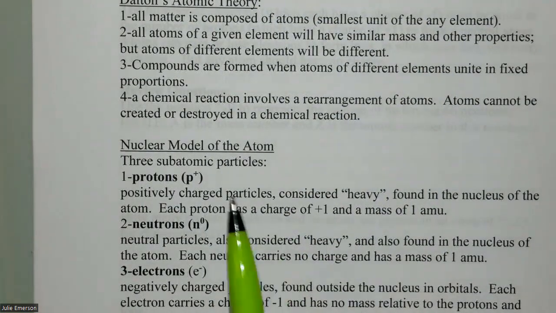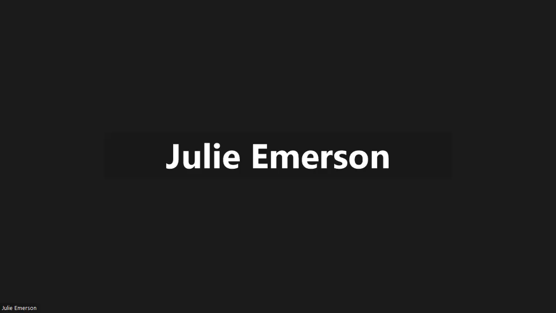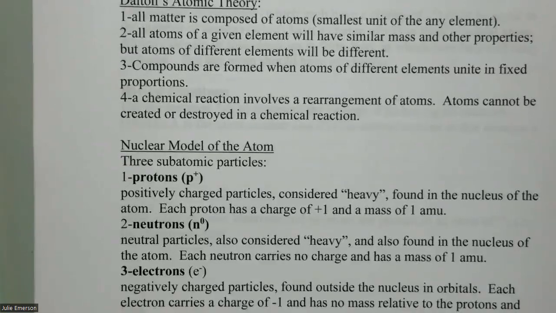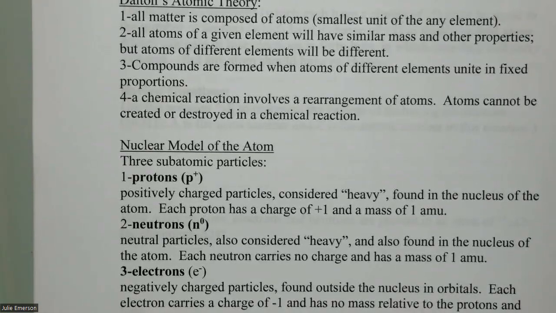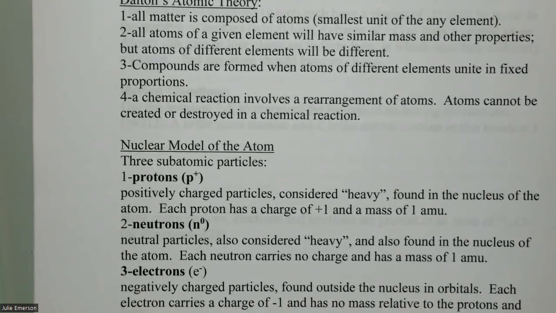Now, we only have 3 subatomic particles that we have to learn. At last check, there is in fact 17 subatomic particles. So I always kind of joke and say these 3 are the chemistry ones, and then the other 14 are like physics and theoretical chem, but that's not really true. But anyway, these are the only 3 we have to know.